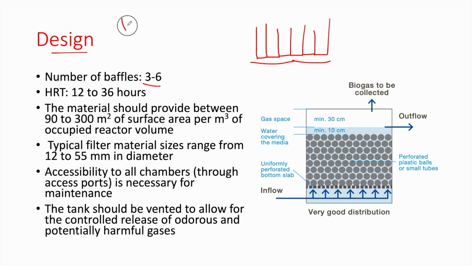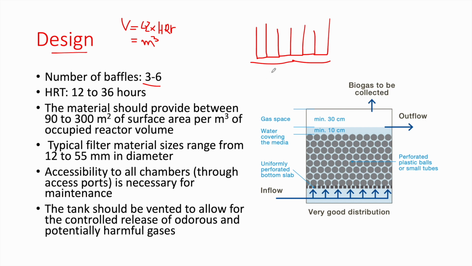So the volume is equal to the flow, Q, so how much water we are treating per hour, times the hydraulic retention time, HRT. So you can get the volume in cubic meters, and this would be the total volume, okay? Not the volume of each chamber, this would be the total volume, and then you divide it for each chamber.